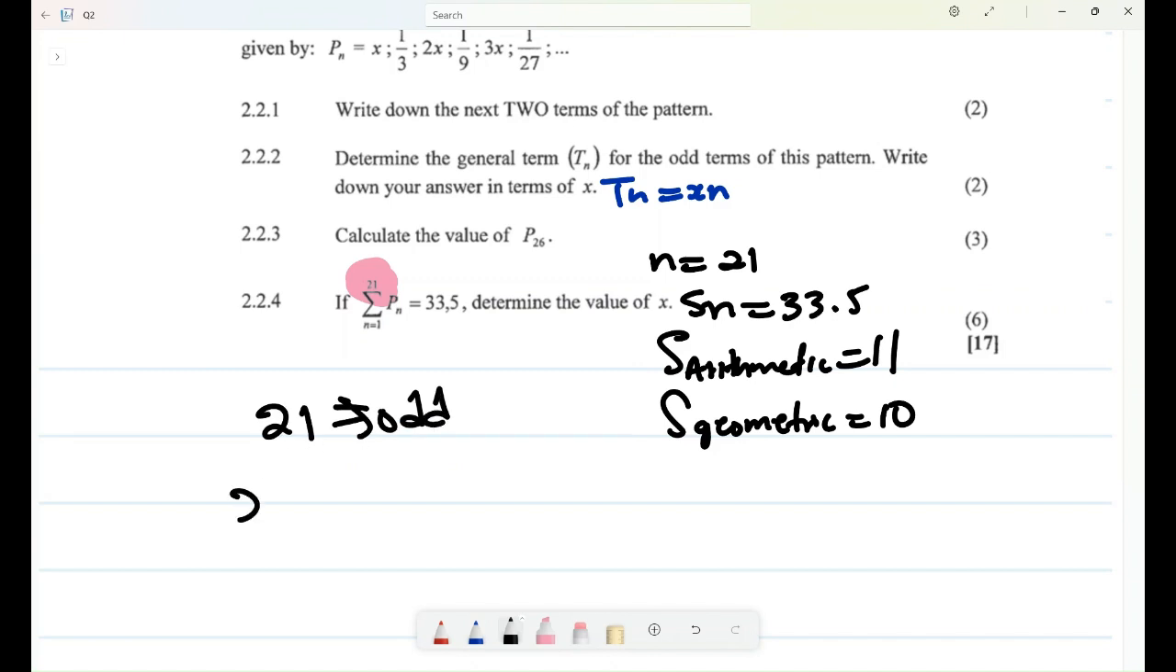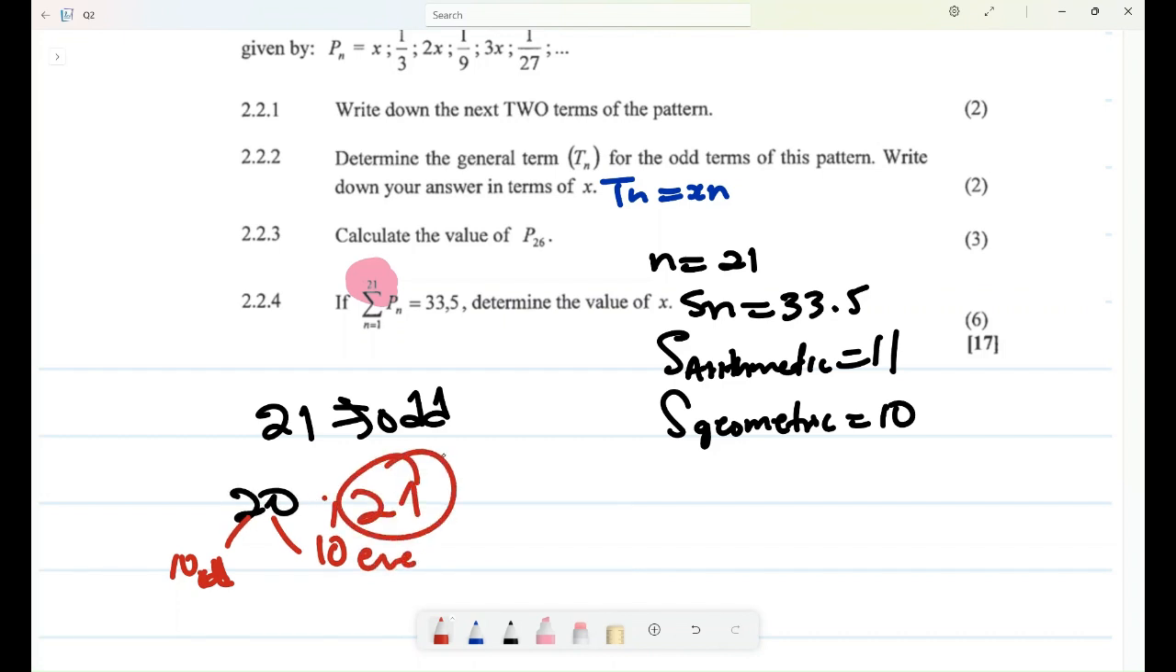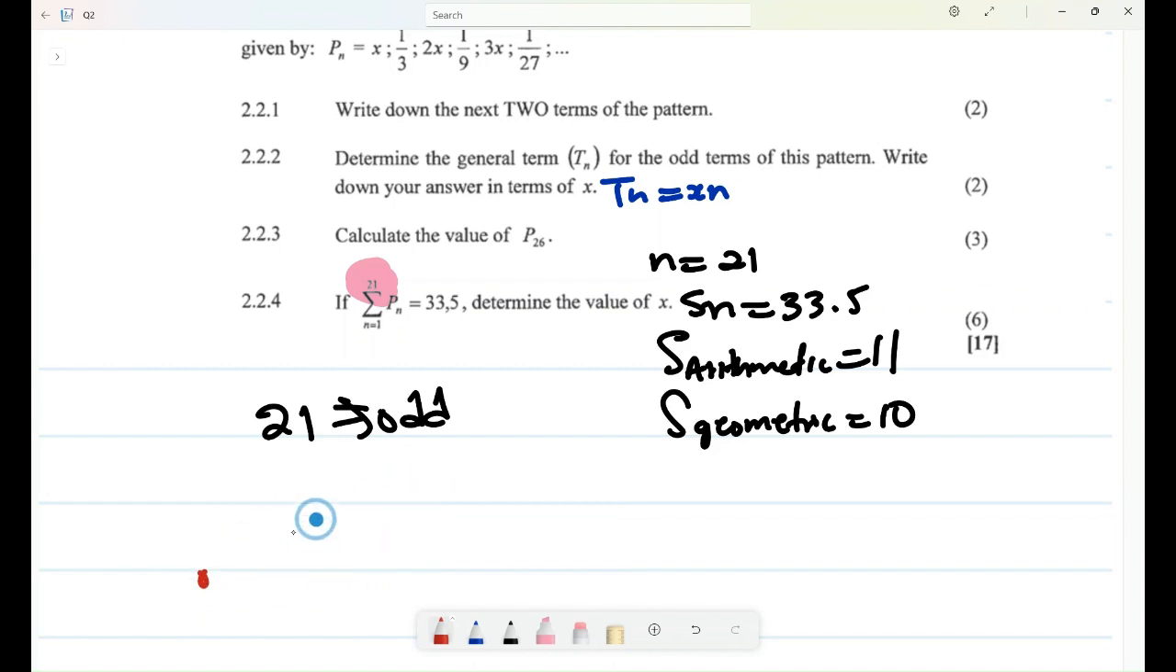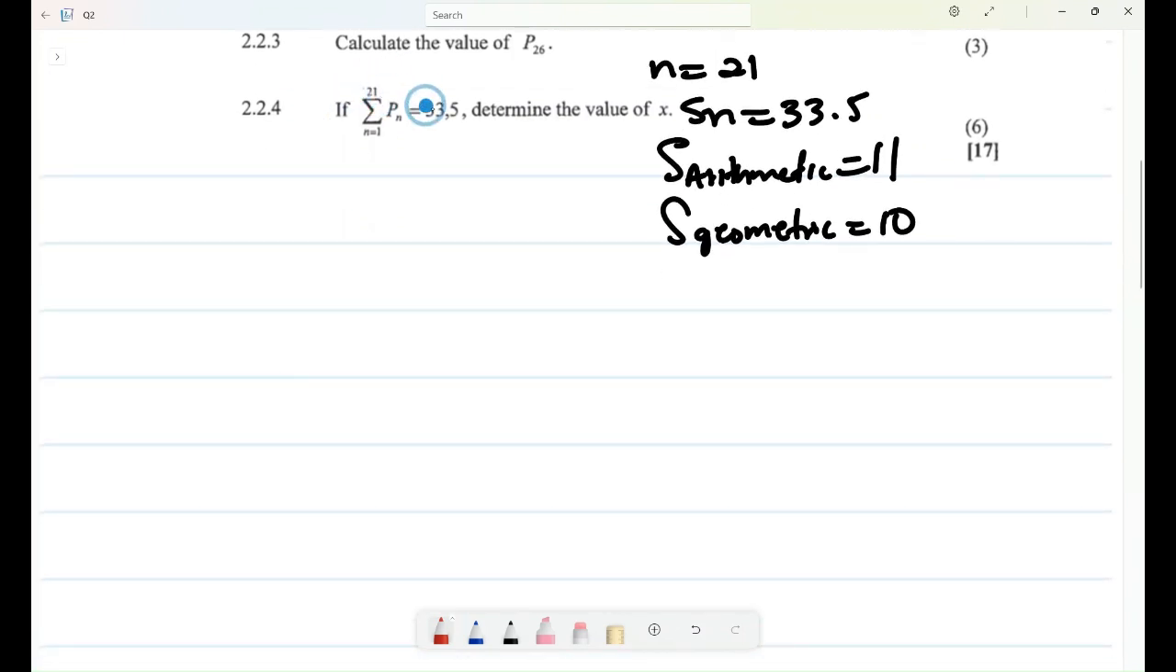So it means if I say 20, check, it is 10 odd and 10 even. But now when I add 21, it is a part of the odd. So I'm just adding 1 to that. Instead of 10 and 10, it's going to be 11 arithmetic, then 10 geometric. I believe you're following. Then how do I calculate sigma?